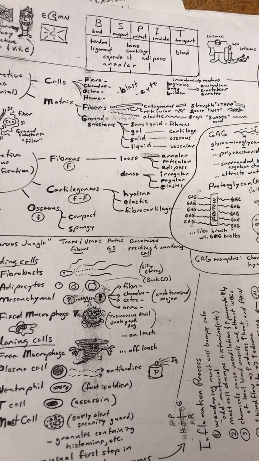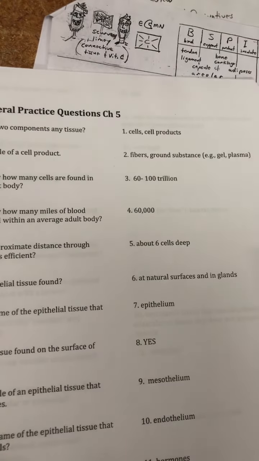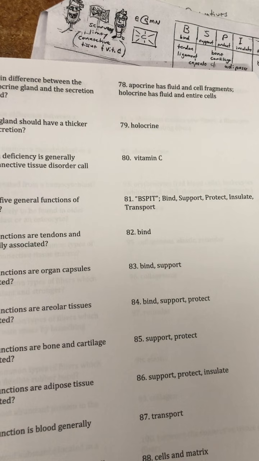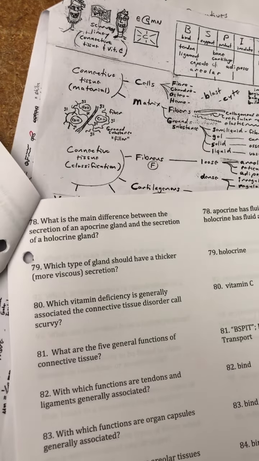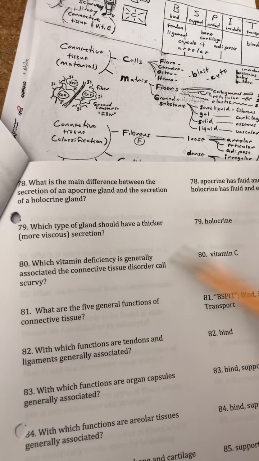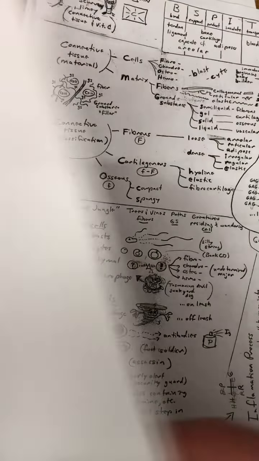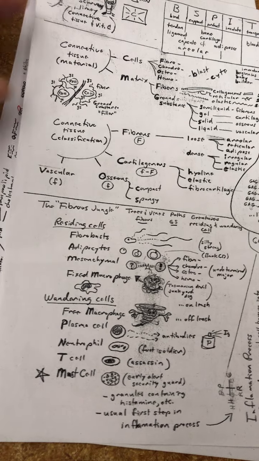Again, a reminder that all this material is found in the general practice questions, so you can hear and see a whole lot more easily this stuff right here. So beginning around question number 80, we're talking about connective tissue. Of course, your textbooks are available too.